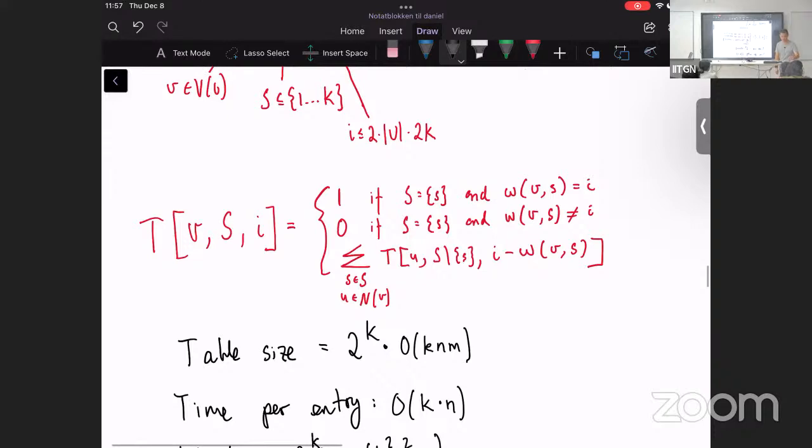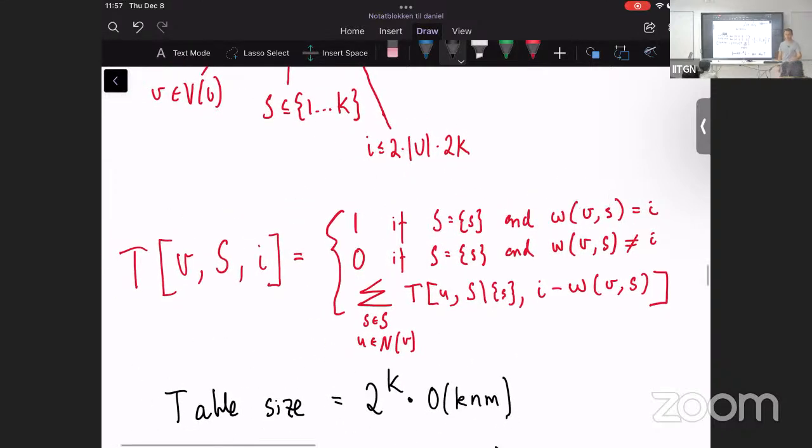And all I need to do now is to give a recurrence for this. So T[v, S, i], if I only have one label available, then I just need to check whether giving the vertex v the one available label gives me the weight of the walk that I'm counting. If it does, then there is one walk that does that, otherwise it's 0. So if S is a singleton and giving it that label gives me the wrong weight, then I cannot do it. So the number is 0.